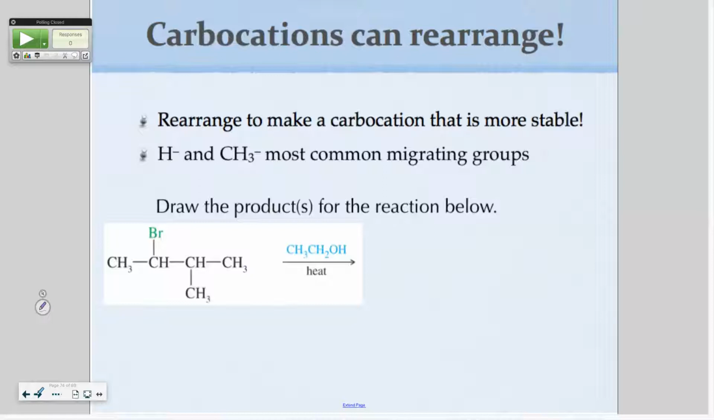Yeah. Okay, so what are the products? So in other words, draw the first carbocation.